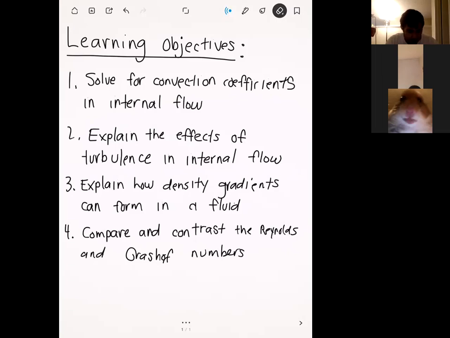Besides that, we have homework 4 that's due Friday, and homework 4 is based on external convection. Before I get started today, does anyone have any questions on homework 4 or anything else I can answer before we get started? Okay, if there's no questions, let's go ahead and get started.